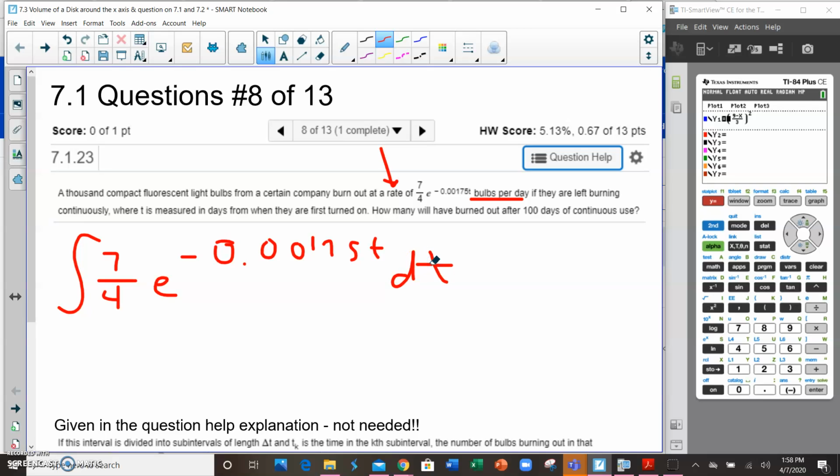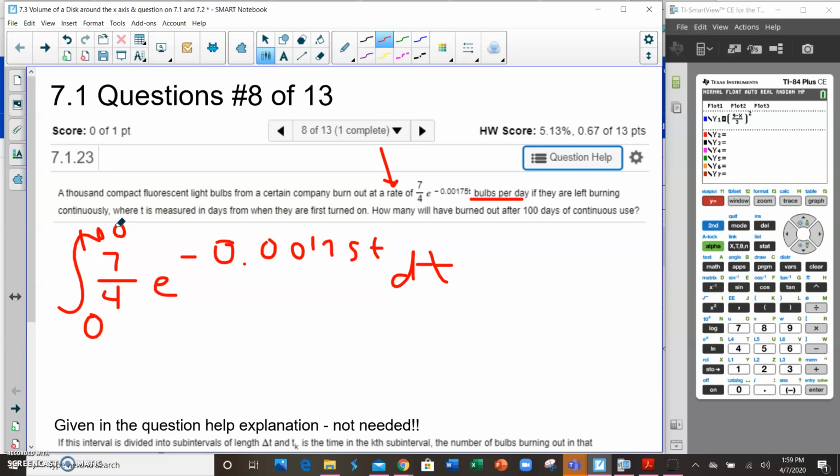And then what do you put in for your limits of integration? Well, it's the first 100 days, so you're going to start at day 0 and go to day 100. Because it's dt, you know those have to be t values, and your 100 days is a time, which is your t value. So you can simply put that in your calculator. I'm not going to do it for this one, I'll do it for another one.